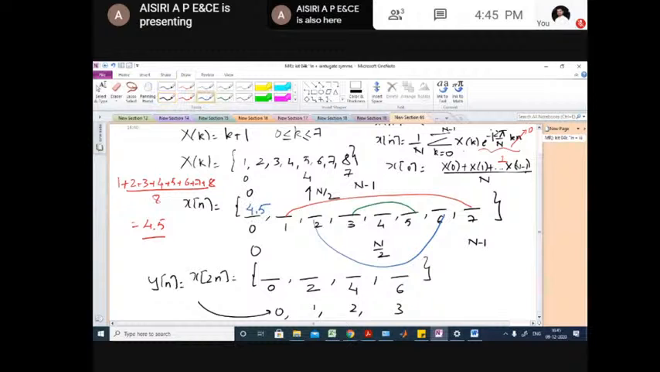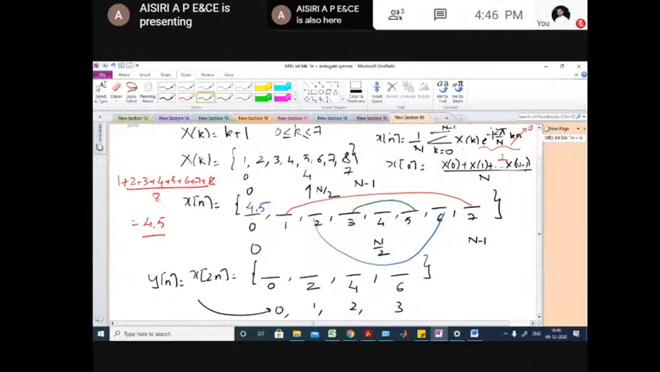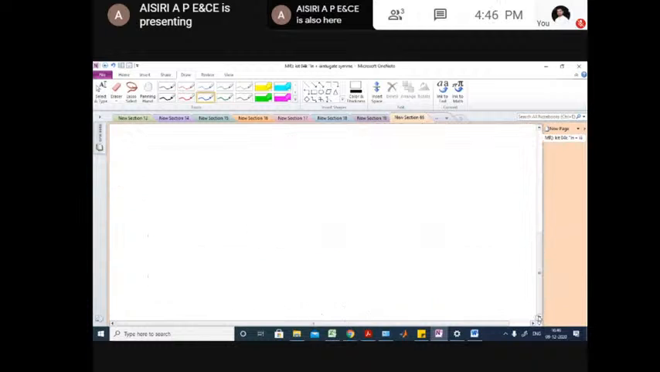Now what about the fourth value? Similarly, using that formula again, x of n equals 1 by N, summation k equals 0 to N minus 1, x of k into e power minus j 2 pi by N kn.